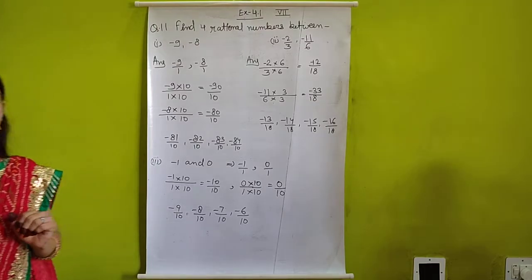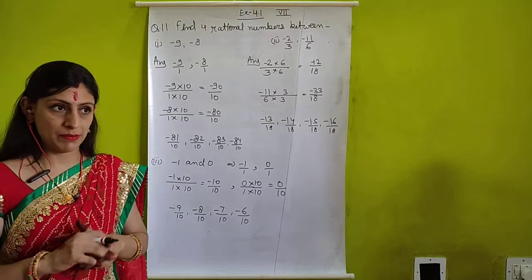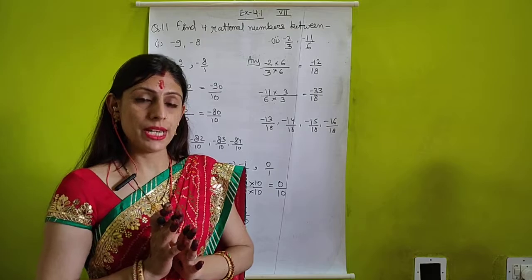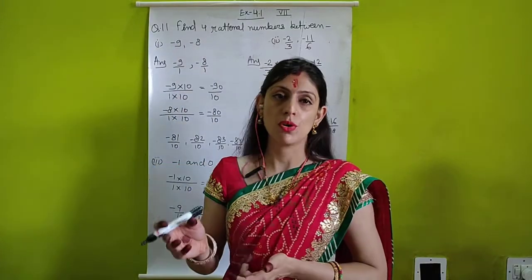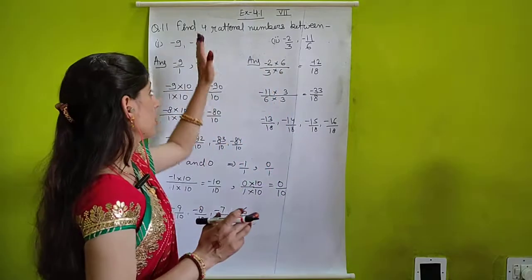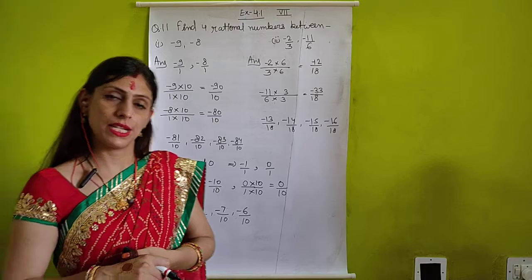Okay students? Now question numbers 9 and 11 we have completed. Now question number 12. This is a very simple question, and you can do question number 12 in your book also. So question number 12 is your homework. You will complete exercise 4.1 today as homework, and we will start exercise 4.2.